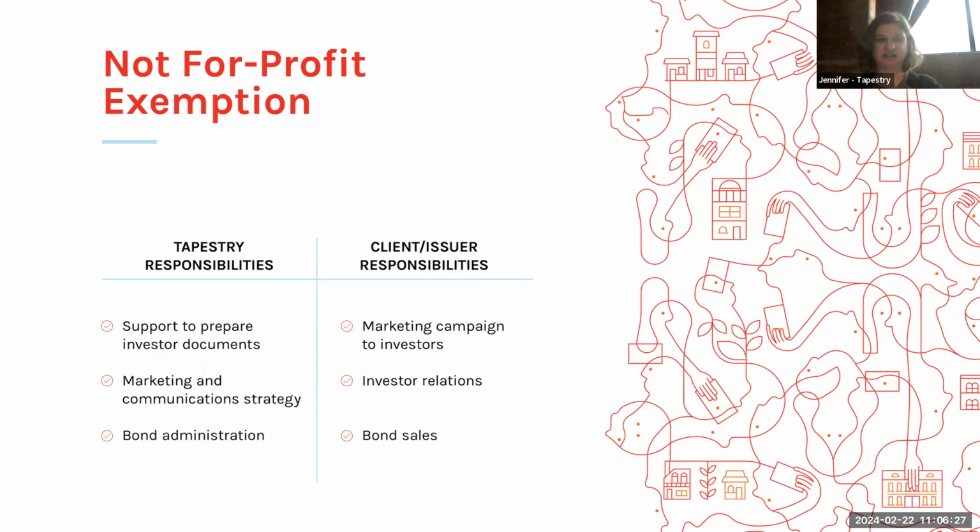When we work with organizations as well, we support them in various capacities to help set up the campaign and guide them. And then the issuers, such as United Housing, do some of the work on their side as well, as they are the issuer of the securities.